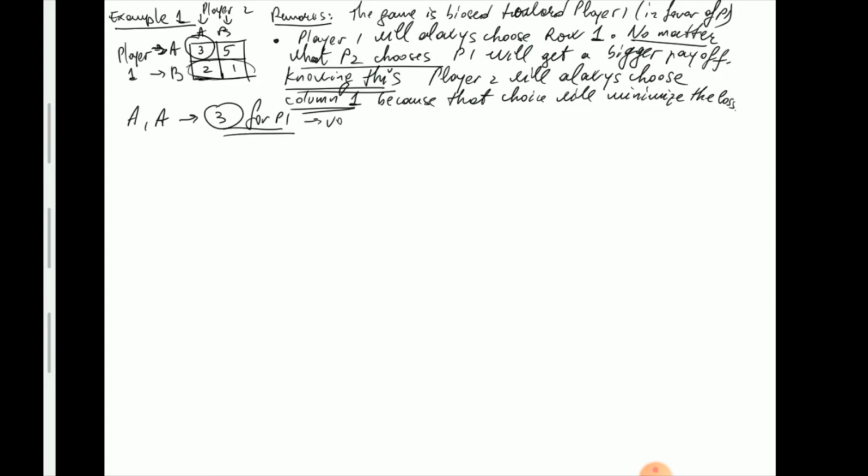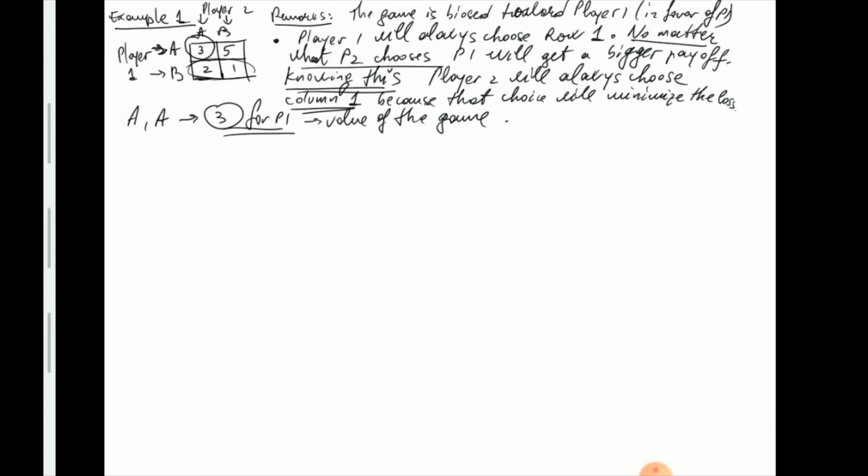This is called the value of the game. We're going to write down immediately the definition of that. But basically, when the trace is always clear, that payoff corresponding to that trace is called the value of the game.